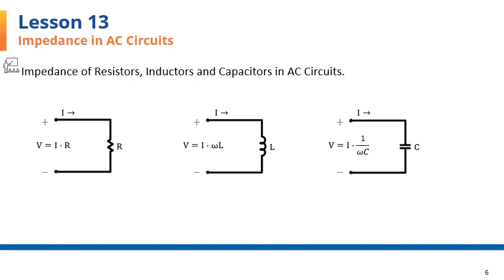For the resistor, the voltage would be I times R. For the inductor, the voltage drop magnitude would be I times omega L. And for the capacitor, it would be I times 1 over omega C. Omega is the angular frequency, and it equals 2 times pi times the ordinary frequency, which is 60 hertz in the United States.